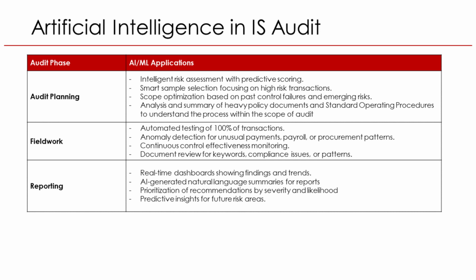3. Reporting phase. AI helps summarize findings in plain language, display real-time dashboards, and even prioritize recommendations by severity. It can also predict future risks based on current trends. Example: after analyzing audit data, AI might highlight that poor access controls today could lead to data breaches in the next quarter.